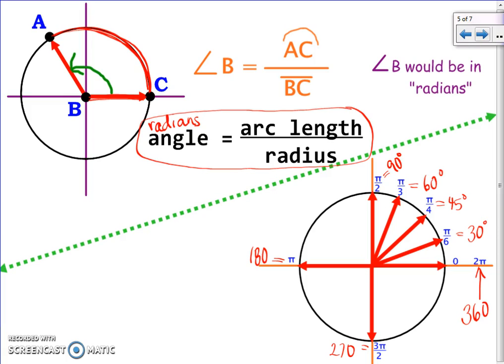These ones are pretty easy because pi over 4, the 4s go with the 4 and the 45, and then these just go with the opposite number. Pi over 3 goes with 60, pi over 6 goes with 30. Okay, so those are the most common ones, but we can change between the two, and I'll show you how to do that quite easily.